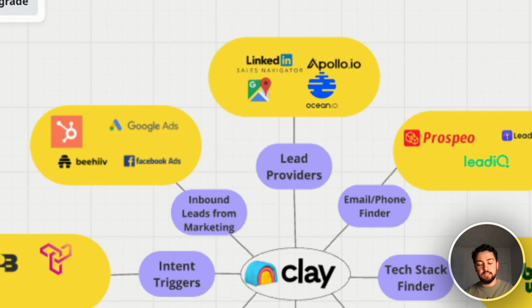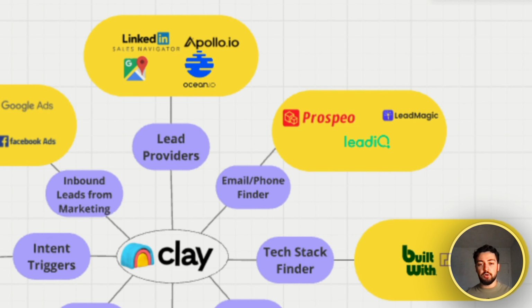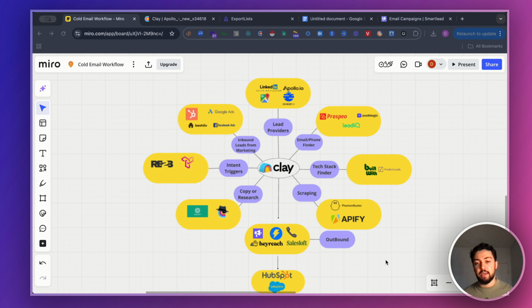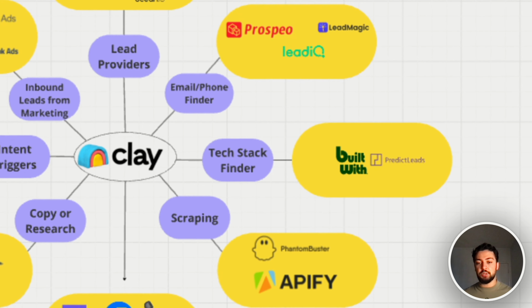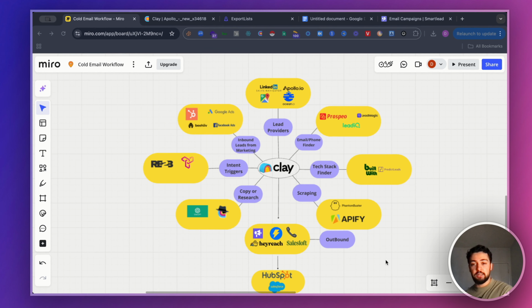Once you have the leads pulled in, you can start enriching all that info. You can find their emails and phone numbers right in Clay. For example, you can use LeadIQ, LeadMagic, and Prospeo to ensure you have high coverage and actually get the emails that you're looking for. You can find the respective tech stacks of different companies using BuiltWith and PredictLeads that natively connect to Clay. You can either use your own API credits or Clay's native credits to find this info.